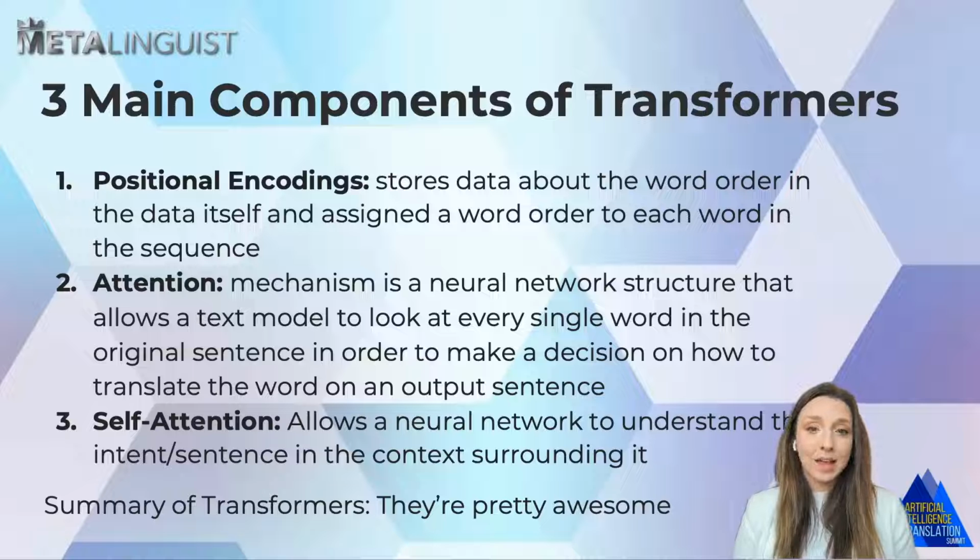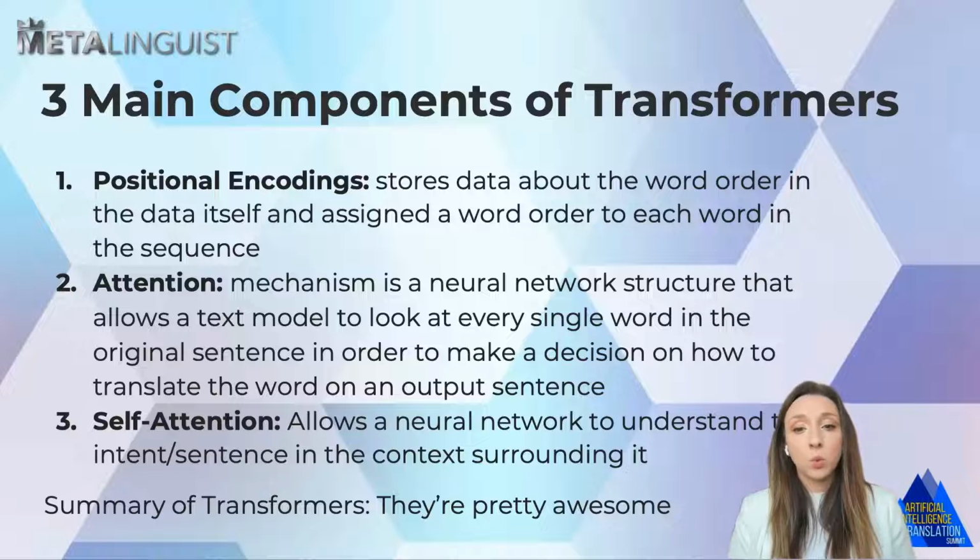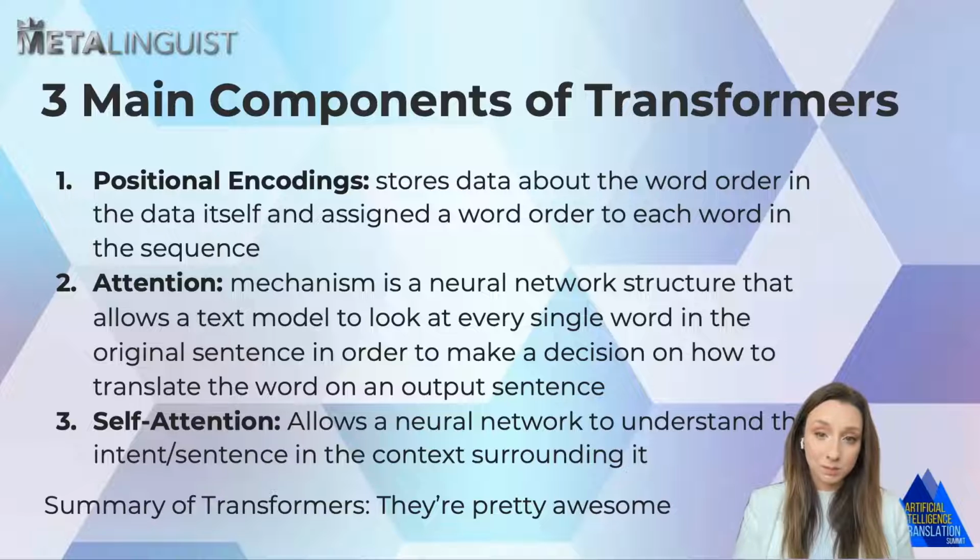Basically, it's the idea that instead of looking at words sequentially, you take each word in a sentence, and before feeding it into the neural network, you assign a number to it. Depending on what number the word is in your sentence, ultimately, it's stored data about the word order in the data itself. And then as it's trained, it learns to interpret those positional encodings, which is awesome.